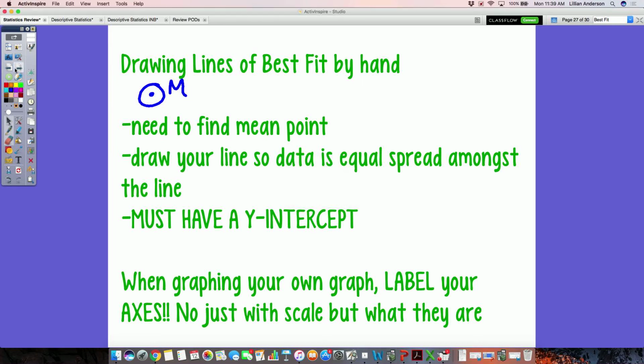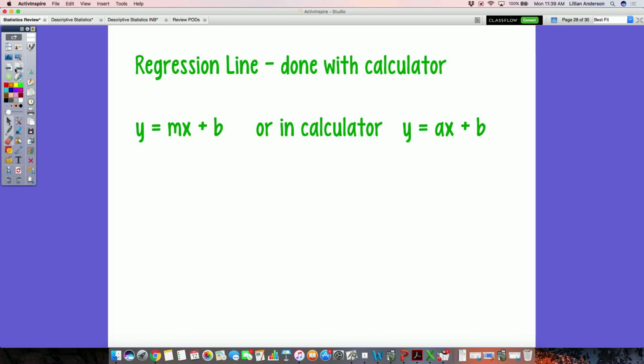All right. The regression line, of course, is done with your calculator. It is in that form of y equals mx plus b, or the actual version in your calculator is y equals ax plus b. So a would be your slope and b would be your y-intercept. And what we're going to do now is we're actually going to use our calculator and do, I think, like 2 questions, okay? After 2 kind of gets a little redundant, right?